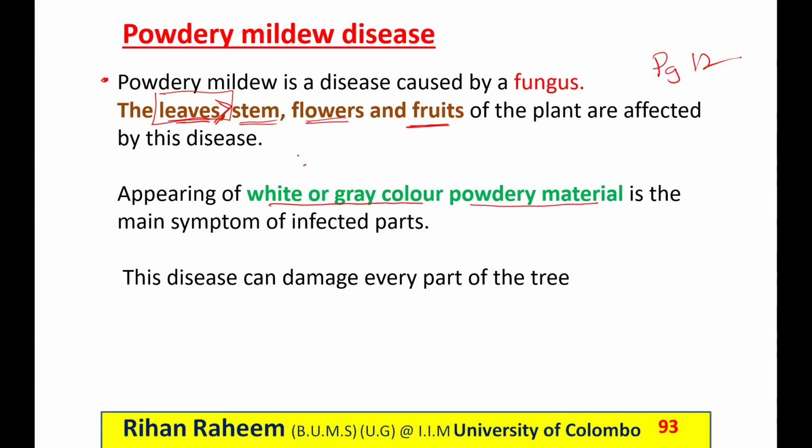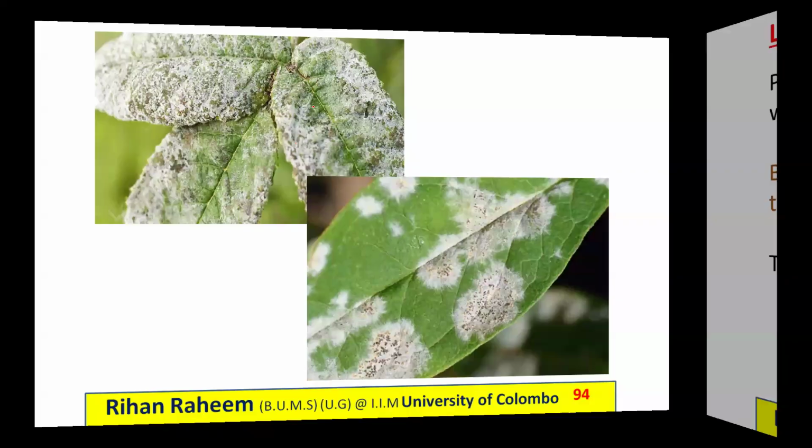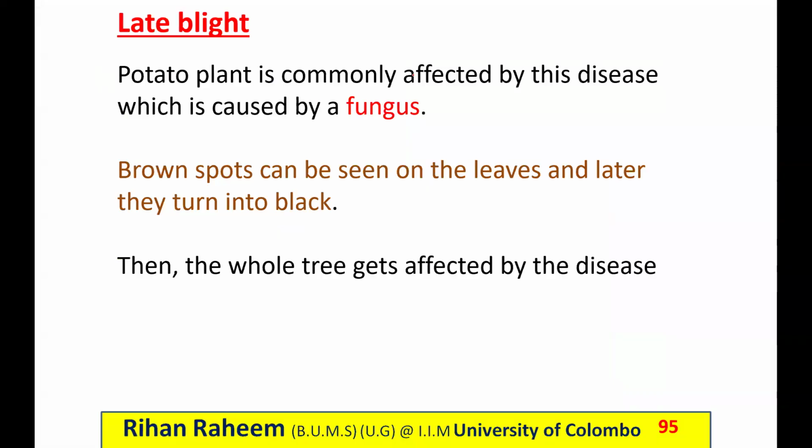Yes, the second disease is late blight. Normally, this is also called potato blight or late blight. This disease is generally found in potato plants. Other plants can also get affected, but mainly the potato plant, very common in the potato plant. Potato plants are commonly affected by this disease, and it is caused by a fungus.